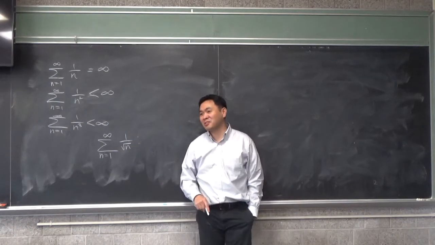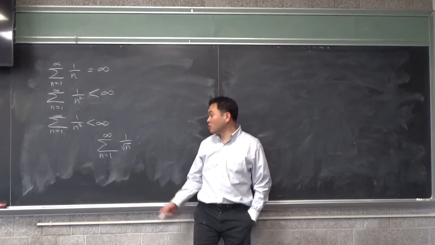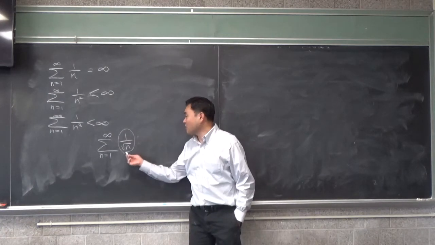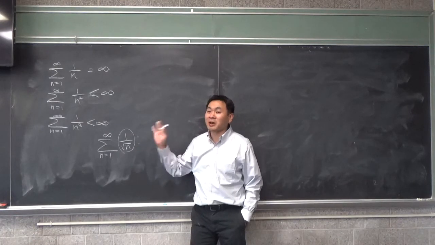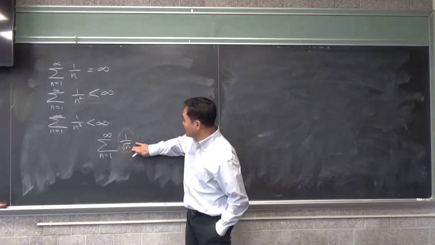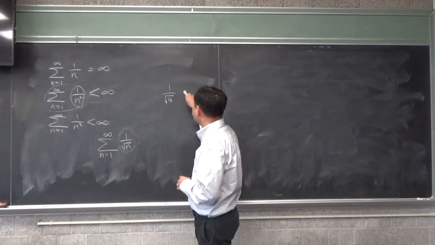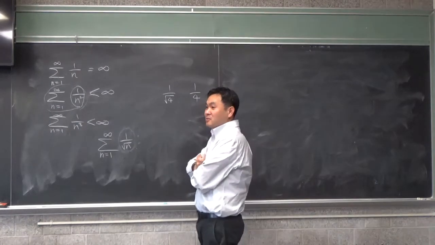What's your thinking? Diverge. Maybe. The limit of the sequence goes to 0, so just by that, we don't know. It doesn't tell us anything. Well, you plug in infinity into 1 over square root of n. Which one's bigger, 1 over 4 or 1 over square root of 4?